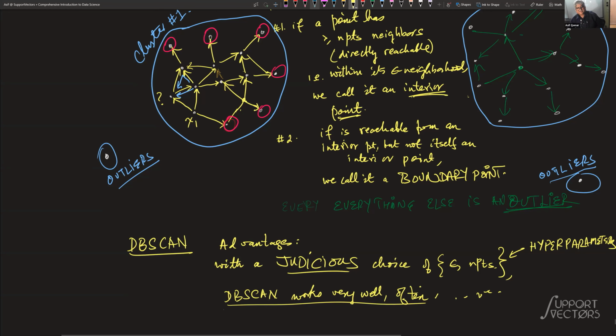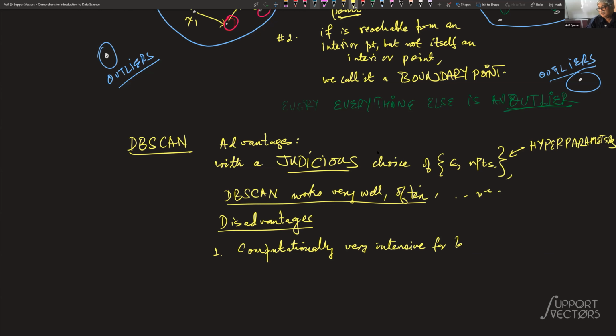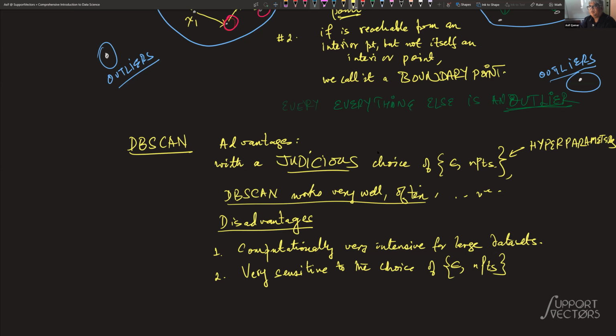But the problem with this is two things. It has some disadvantages. The disadvantages are, number one, computationally intensive for large data sets. Number two, which is a problem, very sensitive to the choice of epsilon and NPTS. These two hyperparameters, what is your epsilon? 1 inch, half inch? What is it? And how many points? 3, 10, whatever it is.